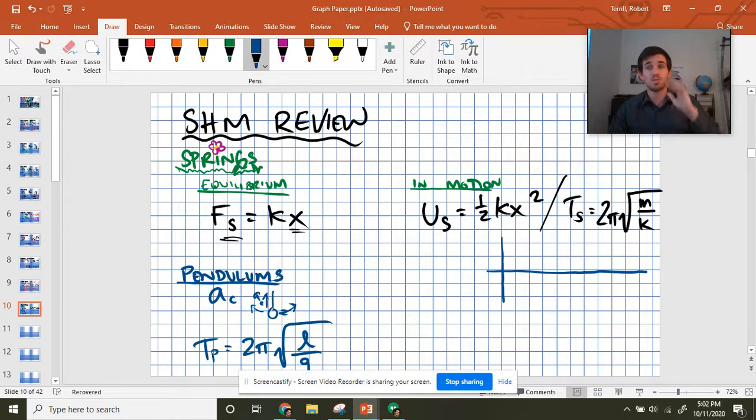It's based on the length and g. Remember that for springs, we don't care about the length of the spring, we don't care about the displacement, we don't care about the acceleration due to gravity. On pendulums, we don't care about mass.